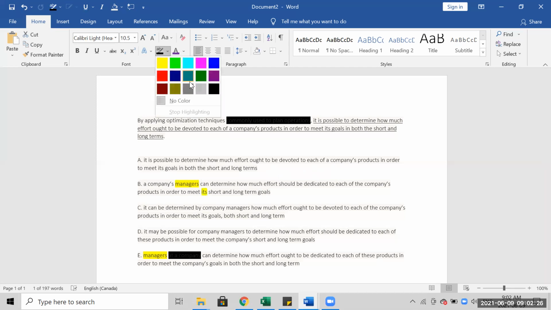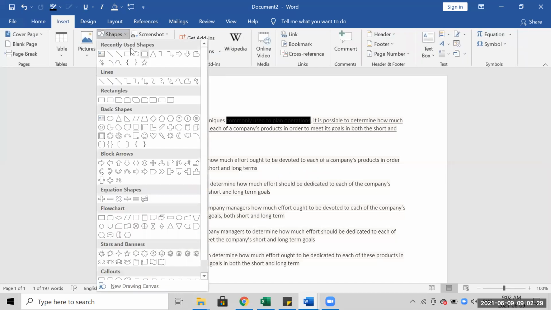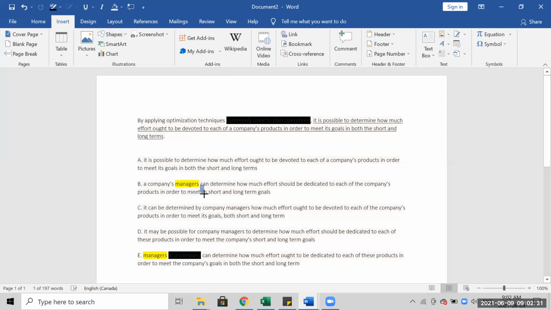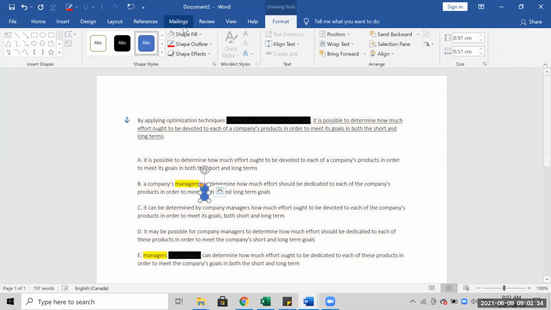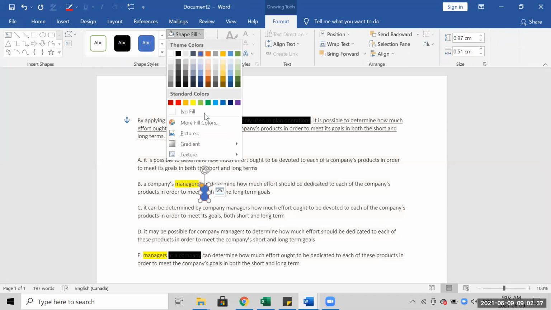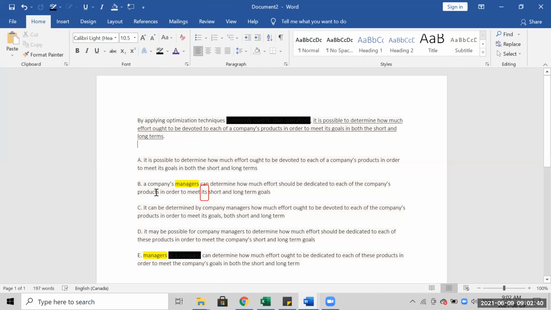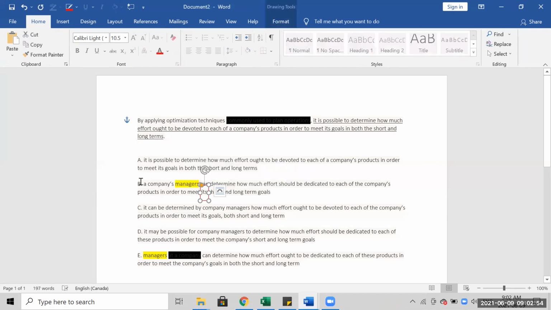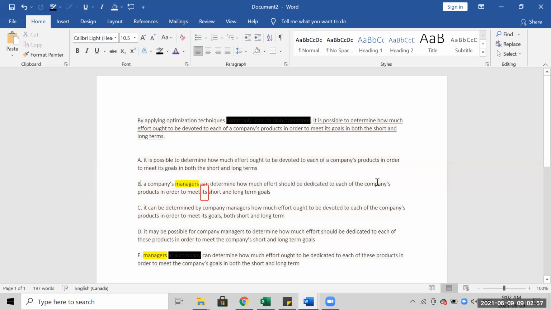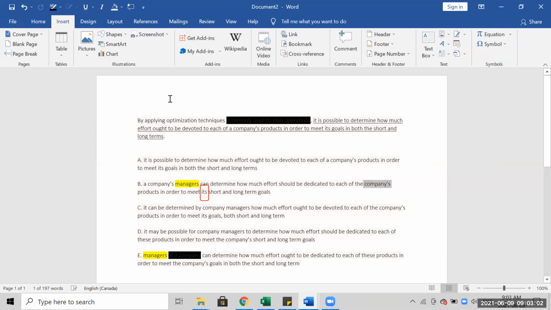Can the word "its," which is here, refer to products? As if its products is short and long term goals? Oh, it can't be, because it's singular, even though it has the idea. It has to refer to company. It has to. So this is good. I'm in favor of B.